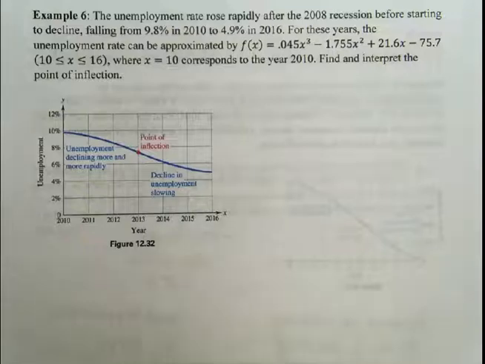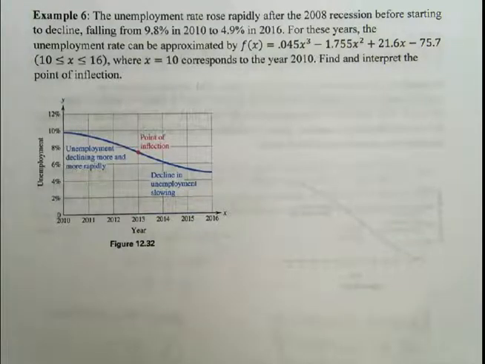Okay, as we continue 12.2, this is example 6. The unemployment rate rose rapidly after the 2008 recession before starting to decline, falling from 9.8% in 2010 to 4.9% in 2016. For these years, the unemployment rate can be approximated by this function they give us. X equal 10 corresponds to the year 2010. Find and interpret the point of inflection.